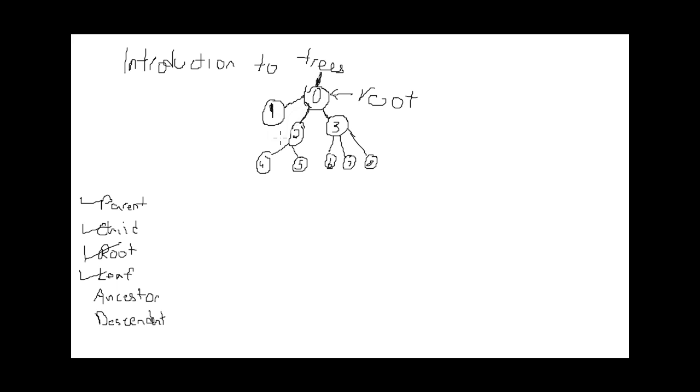So what are 2's descendants? Well, 4 and 5 are 2's descendants. Now you may have noticed that 4 and 5 are also 2's children. So basically, descendants can also be children. And same goes for ancestors. So parents can also be ancestors. So 5's parent, 2, is also 5's ancestor.